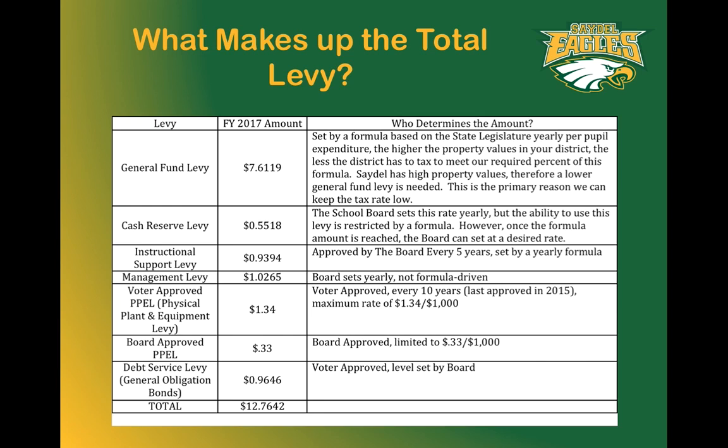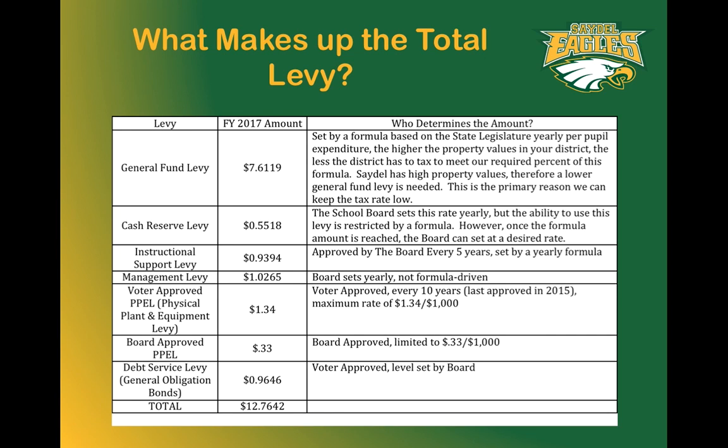Let's look at each individual levy one by one with its intended purpose. The first levy is the general fund levy. The state legislature sets the requirement for the amount of money that can be spent per pupil in every school district in Iowa. Each school district has to contribute a certain amount to this level. Because of our tax base here in Saydel, we have a very low tax rate for the general fund levy, which keeps the overall tax rate low. This is entirely formula driven.